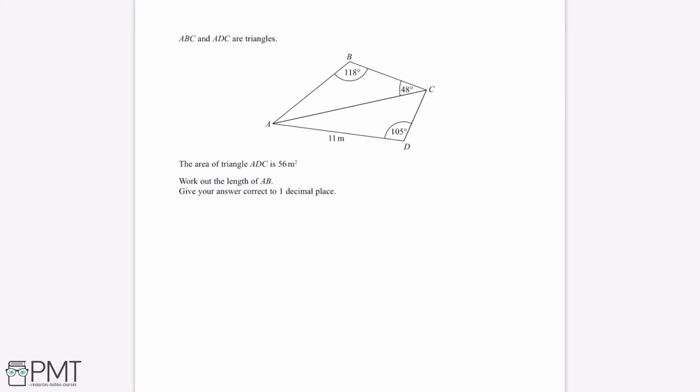ABC and ADC are triangles. The area of triangle ADC is 56 metres squared. Work out the length of AB. Give your answer correct to 1 decimal place.